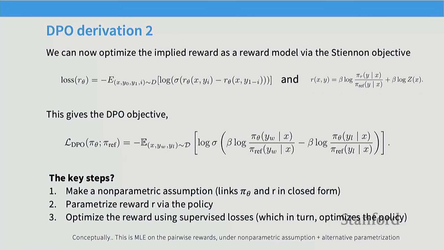So now I've taken an RL problem and turned it into a maximum likelihood problem, conceptually very similar to something like pre-training. All we're doing is maximizing probabilities, except here we're maximizing the probabilities of the pairwise comparisons, right? So those are the key steps. Start by making the non-parametric assumption, parameterize the reward via the policy, and then optimize it using supervised losses.